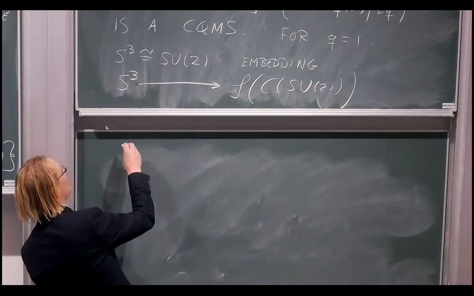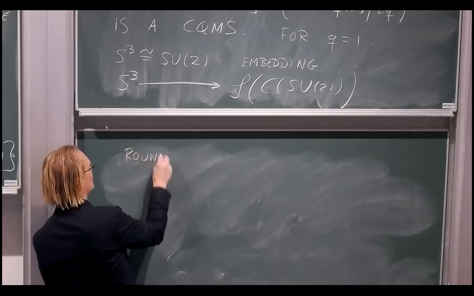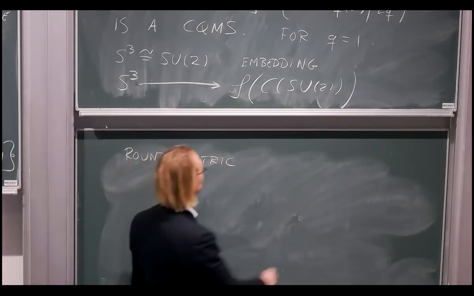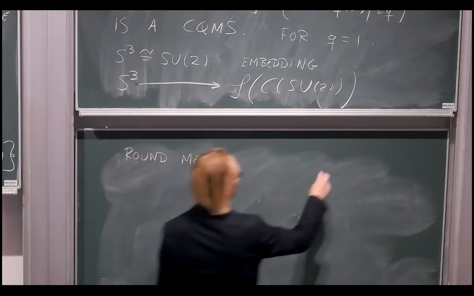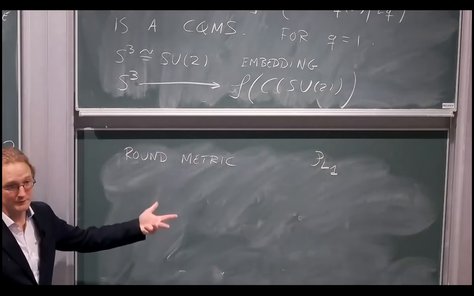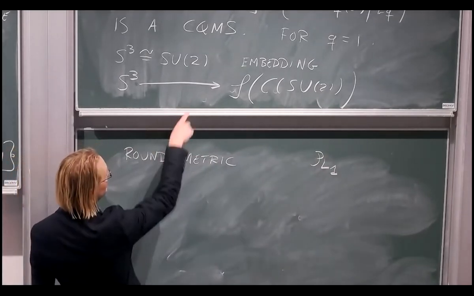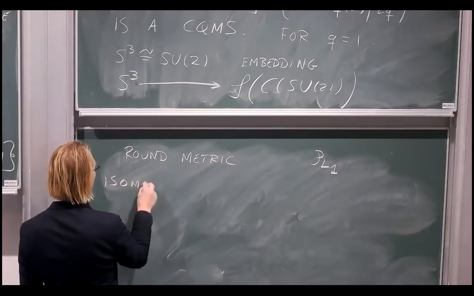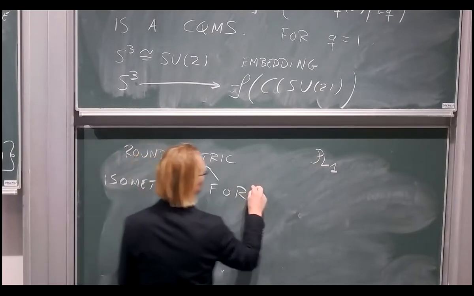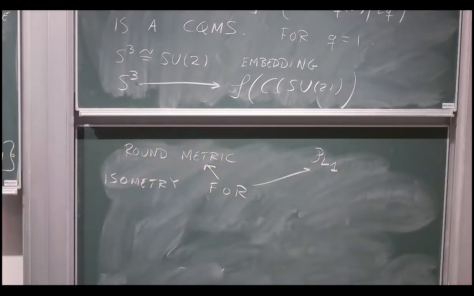Over here, I have the round metric. And over here, I have this Monge-Kantorovich metric coming from my semi-norm when Q equals one. So this embedding here is an isometry for these two. Okay. So I can actually recover the round metric on the three sphere from this left Dirac derivation.